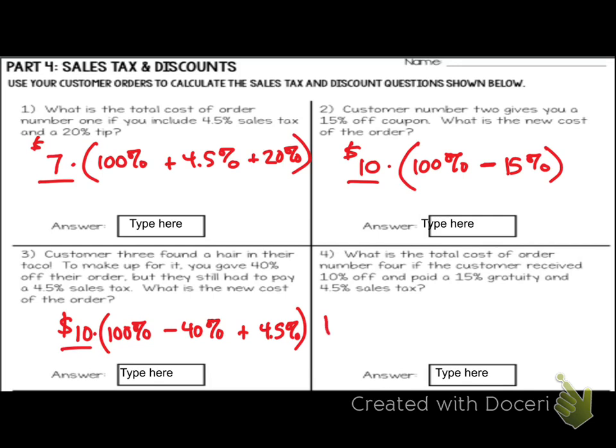So once again, let's say that was $10. I don't know. That may change from one person to the next. So once again, this is going to change for each of you. We do multiplication, 100%, standard. All right, they received 10% off. We subtract the 10%. Paid 15% gratuity, plus 15%. All right, and 4.5% sales tax.